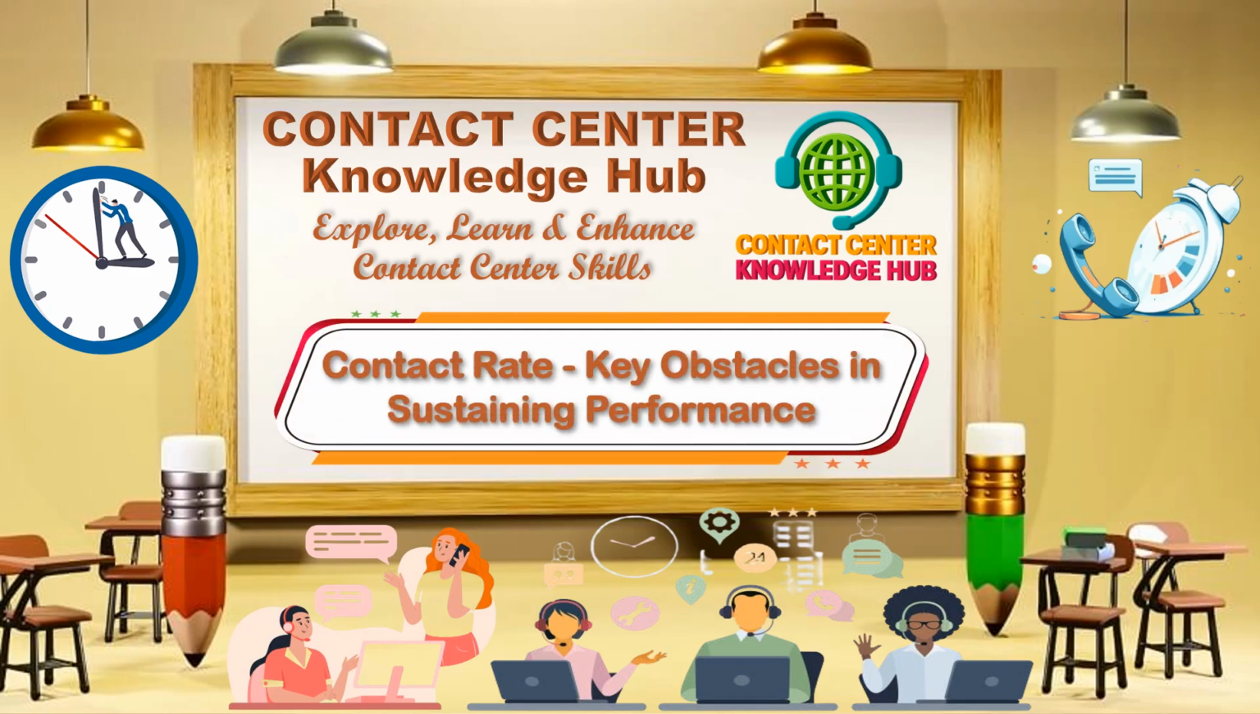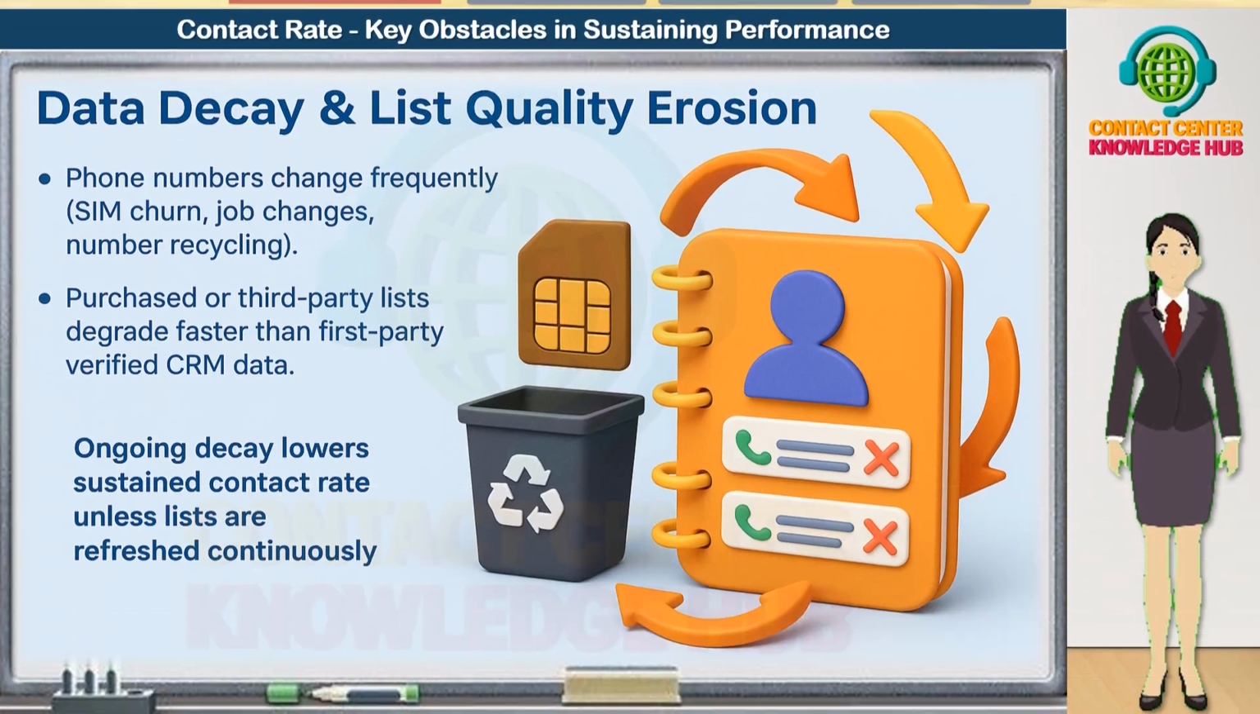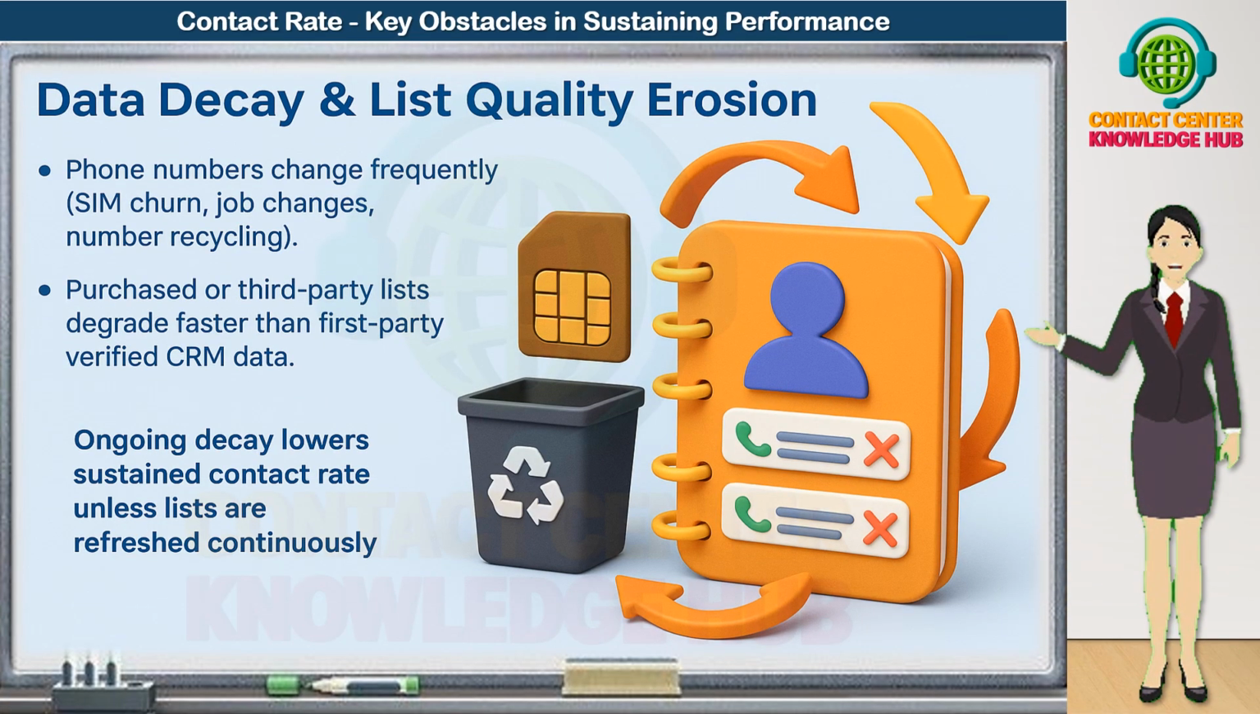Let's break down the key obstacles in sustaining performance of contact rate in a contact center. Before we close, let's highlight one of the most overlooked but critical realities in outbound operations: data decay and list quality erosion. Phone numbers are not permanent.